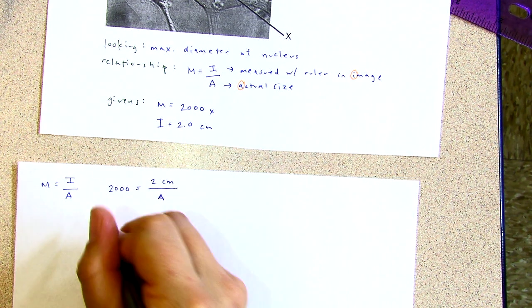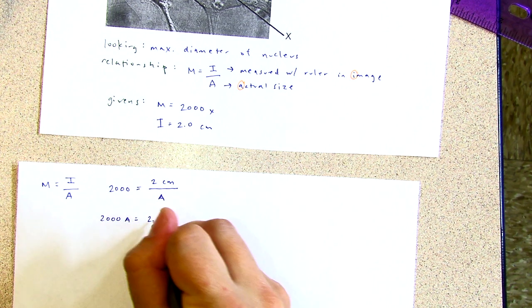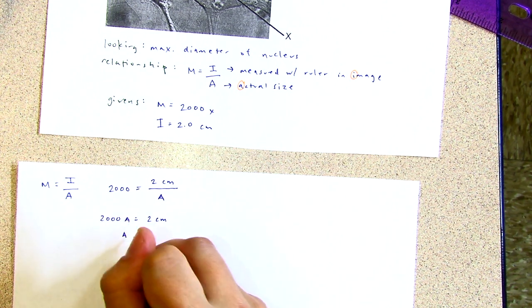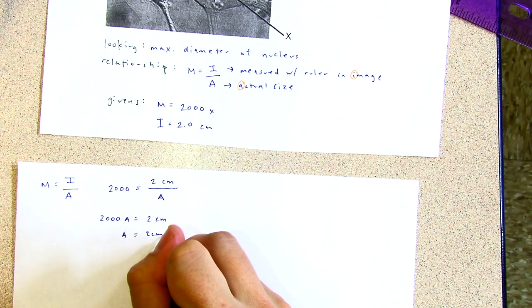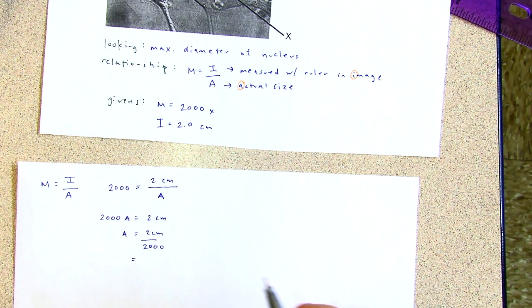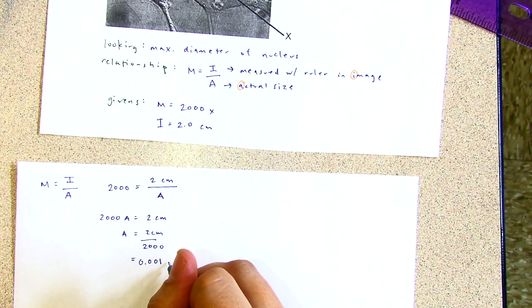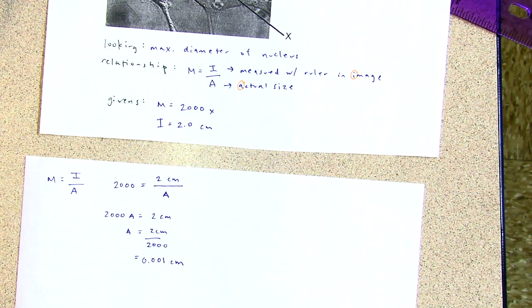So we just need to apply a little algebra, multiply both sides by A, and then we divide both sides by 2000. And we get our answer, the maximum diameter of the nucleus, 2 divided by 2000, is 1/1000th of a centimeter. We would be done, except that we don't have an answer choice that says 1/1000th of a centimeter. Our answer choices are in nanometers or micrometers.